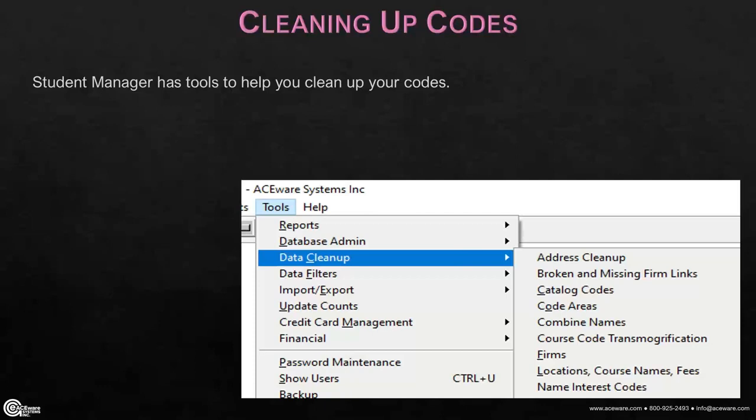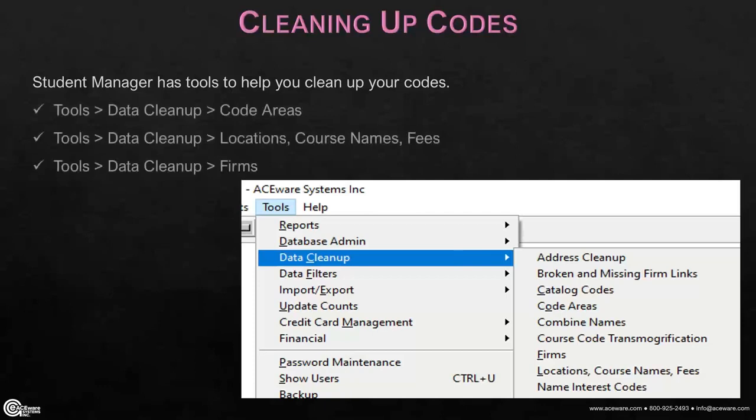Cleaning up codes. All right, so as we said, coding in a database is like growing a garden. It is not just throwing the seeds in the ground in the spring and drinking pina coladas until August when you start to harvest them. You really do need to continually maintain, clean up, and work with your codes to keep them from getting overgrown and underweeded or dying from lack of care. So under the cleanup area, some of the main ones are the code area, being able to change locations, edit firms, cleaning up name interest codes.